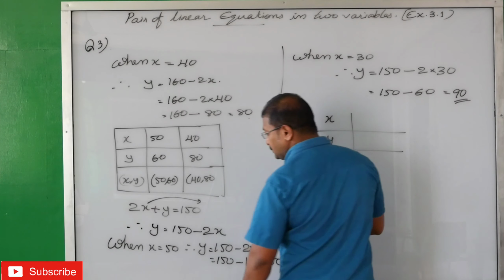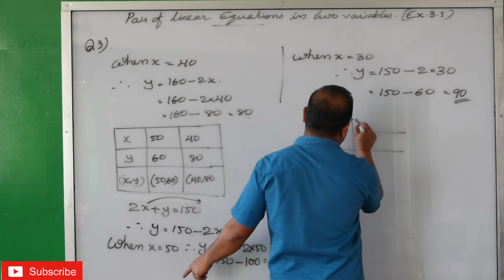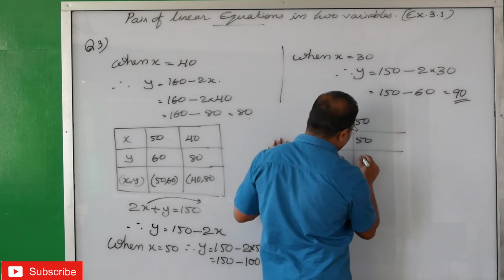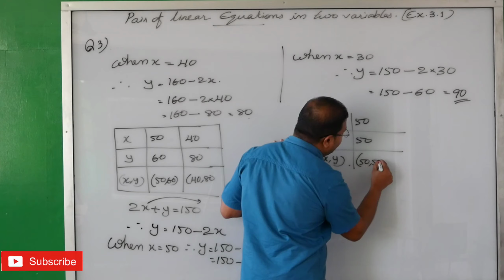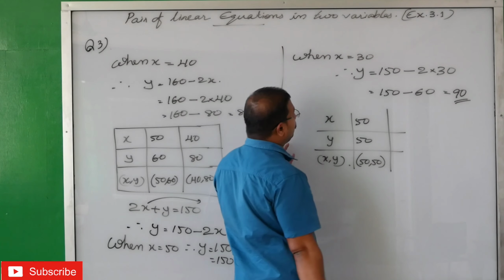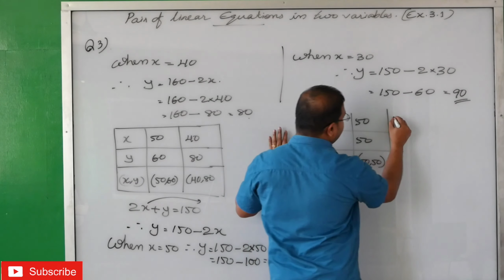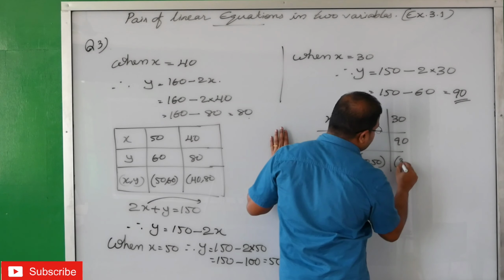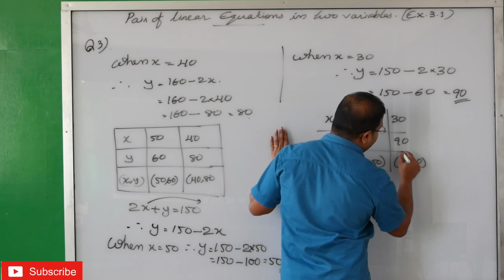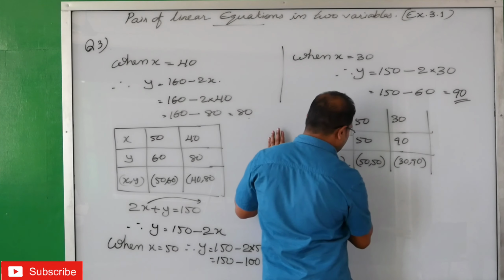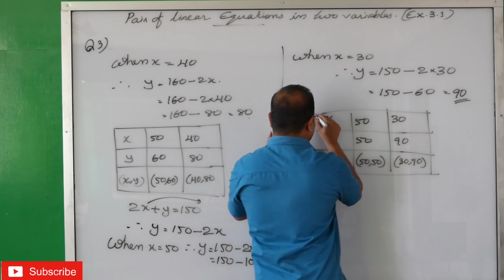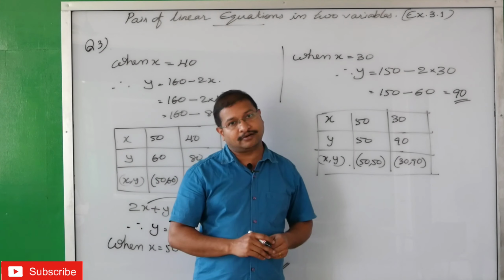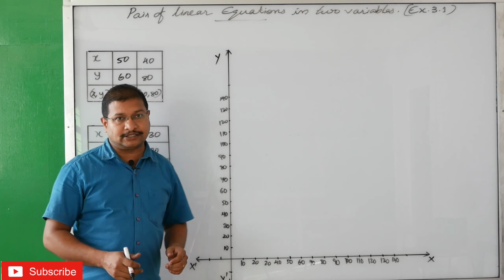Ready? Now see, the first value of x we took as 50. That time we got the value of y as 50. So the coordinates are 50, 50. After that, we took the value of x as 30. That time we got the value of y as 90. That means the coordinates are 30, 90. Ready? See, now we got the second table. Now we will go for the graphical representation. Let's see the graphical representation.